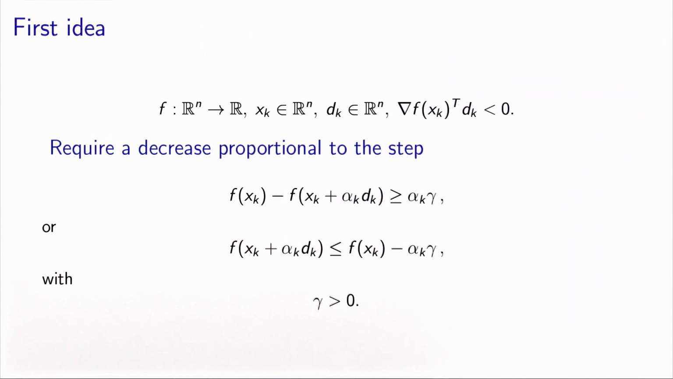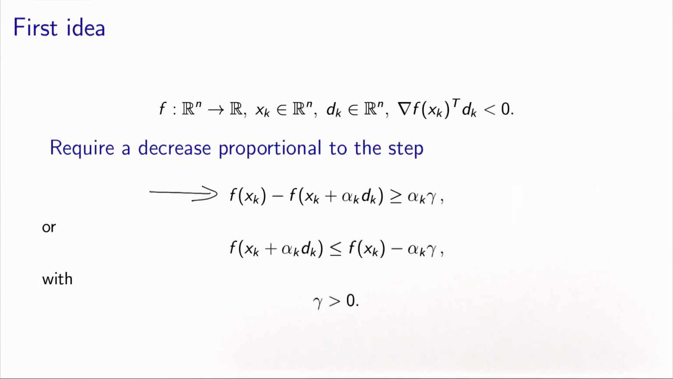The improvement that we perform on the objective function should somehow be consistent with the length of the step. If we make short steps, it's okay to make a small decrease in the objective function. But if we make long steps, we want the decrease to be big. So that's why we express it with this equation here.